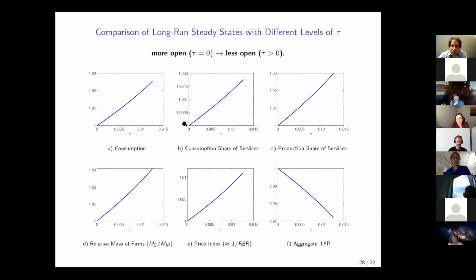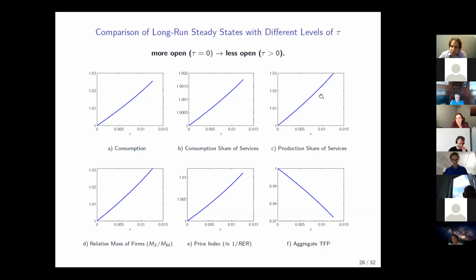And what you see here is that, of course, the long run level of consumption is going to be lower for more liberalized economies, because they will have to export in order to pay for the party that they had at the beginning, this long run level of debt that they're going to have forever. What is interesting is that the share of consumption in services is also decreasing because, of course, aggregate consumption is going to be lower, and the non-homotheticity implies that you're going to consume more services proportionally to how much more aggregate consumption there is.